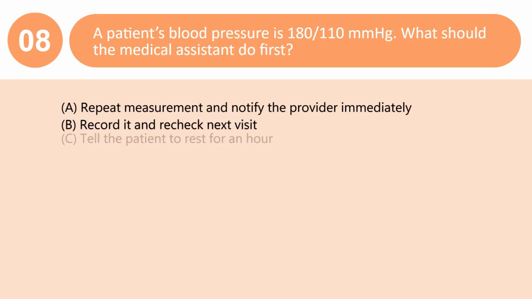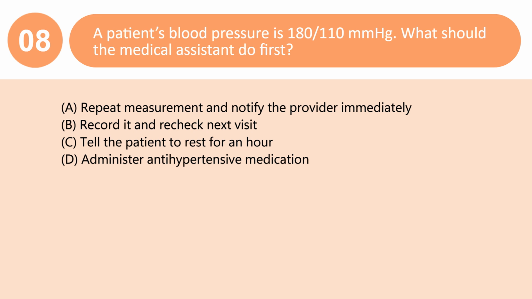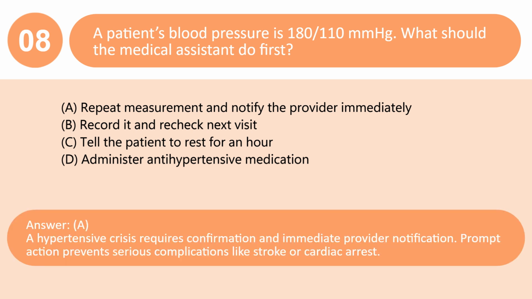A patient's blood pressure is 180/110 mmHg. What should the medical assistant do first? A. Repeat measurement and notify the provider immediately. B. Record it and recheck next visit. C. Tell the patient to rest for an hour. D. Administer antihypertensive medication. Answer: A. A hypertensive crisis requires confirmation and immediate provider notification. Prompt action prevents serious complications like stroke or cardiac arrest.